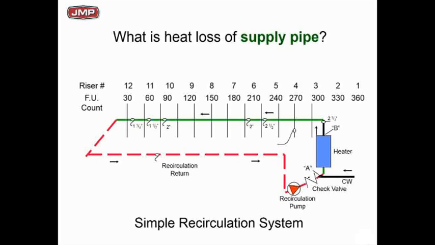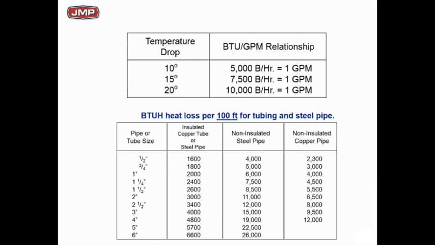Let's look at a simple recirculation system. This is the one we looked at a little while ago where we got 300 feet of pipe. Let's take a quick look at it. Now here's a little chart B&G put together. You can do the math, but basically at a 10-degree drop, 1 GPM will allow you to get 5,000 BTUs.